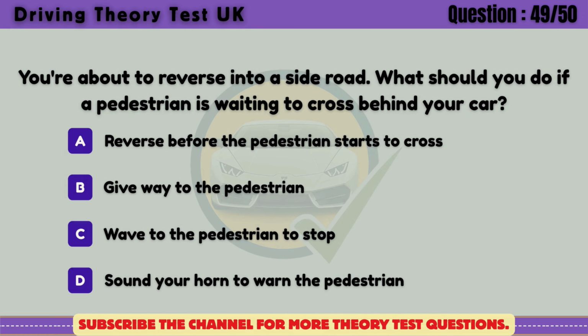Question 49. You're about to reverse into a side road. What should you do if a pedestrian is waiting to cross behind your car? Option A. Reverse before the pedestrian starts to cross. B. Give way to the pedestrian. C. Wave to the pedestrian to stop. D. Sound your horn to warn the pedestrian.